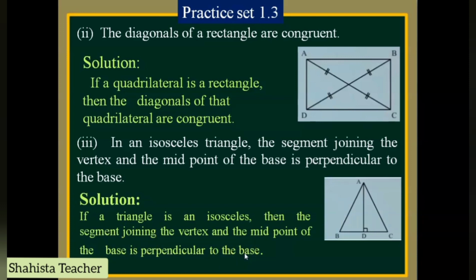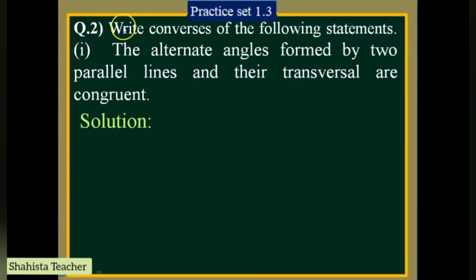So in this way we finish practice set 1.3 question number 1. Now let's solve the last question of this practice set, question number 2. Write converses of the following statements. Question number 2 has 3 sub questions and we have to write their converse, meaning we have to write if and then statements. So here we will write this converse statement.